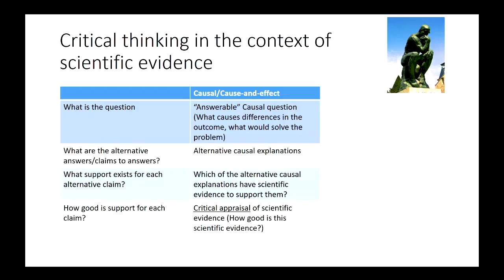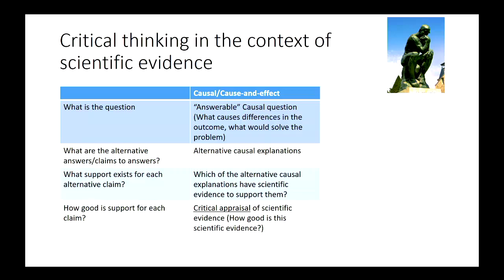So first, you need to have an answerable causal question. You need to be aware of alternative causal explanations, right? Alternative answers to that particular answerable question that you put forward. Which of these alternative explanations is most correct? How do you judge that? By collecting evidence scientifically. Or if you're not a scientist yourself, going out and looking for scientific evidence on a particular topic, right?